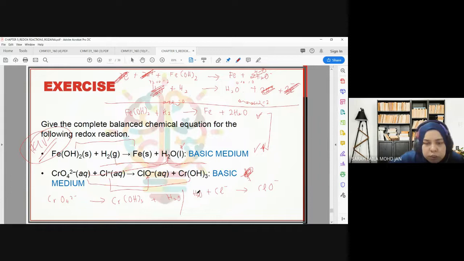So, sini 1, 1. Okay, next is balance H plus. So, 3 tambah 2. So, you can tambah 5 H plus. Okay, yang ni pula 2 tambah 2 H plus. Okay. So, next, check charge. 5 tolak 2, 3, kosong. Itu 1. Itu 1 tambah 2. So, 1 tambah 2, 1. Betul? 1. Okay. Right. So, tambah elektron dekat lebih besar.